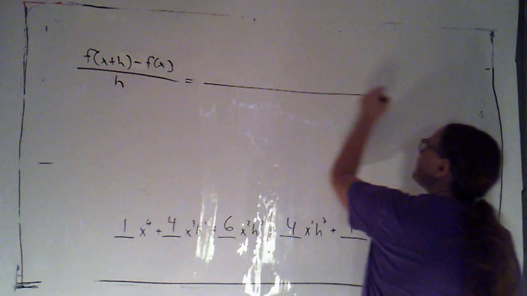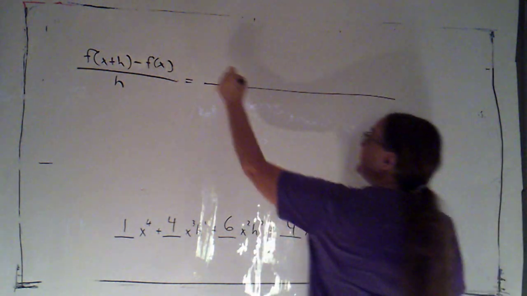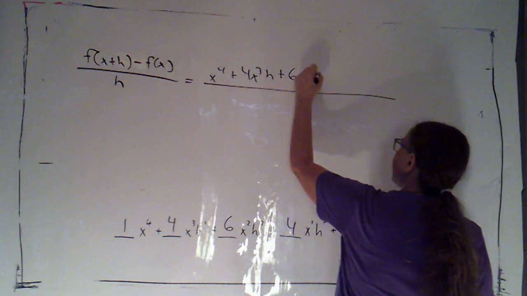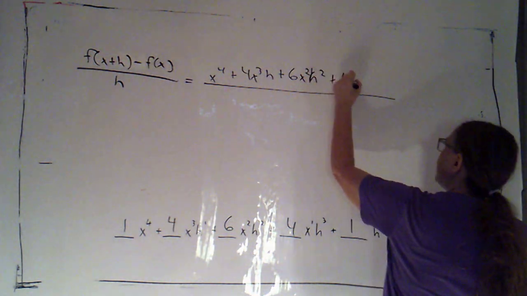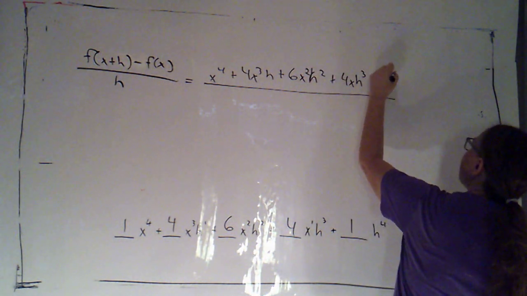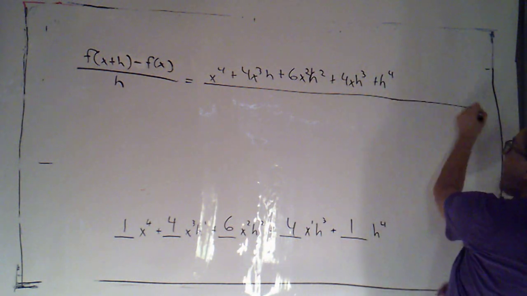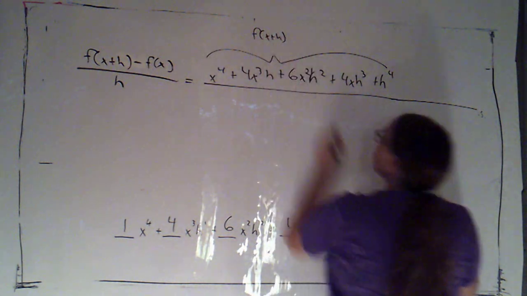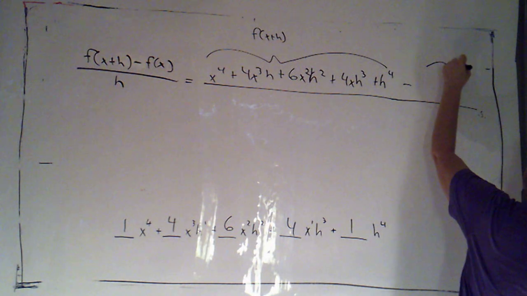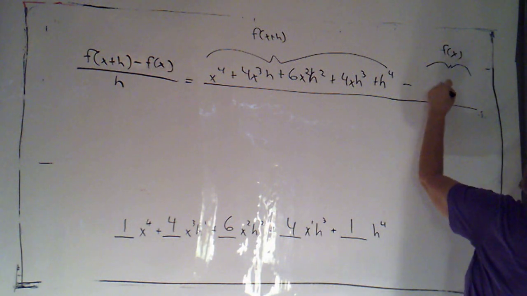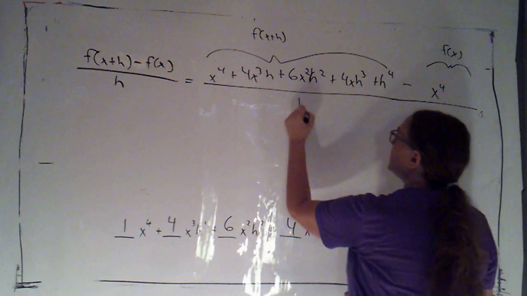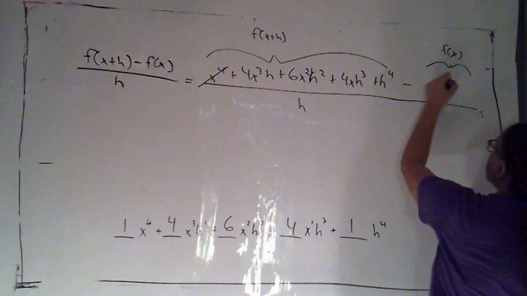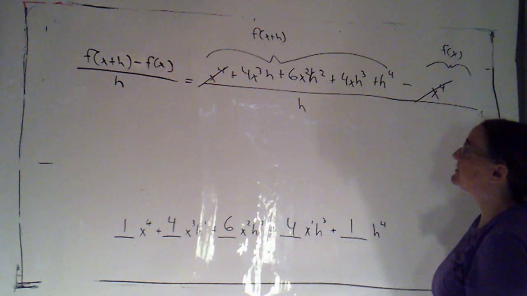All right. So f of x plus h, that's what we just got right here. That's x to the fourth plus 4x cubed h plus 6x squared h squared plus 4xh cubed plus h to the fourth. All of that is my f of x plus h. Now I need to subtract from that f of x. And f of x, remember, was just x to the fourth. And then all of that is over h. Now, there's an x to the fourth, and there's a negative x to the fourth. So those are going to cancel each other out.